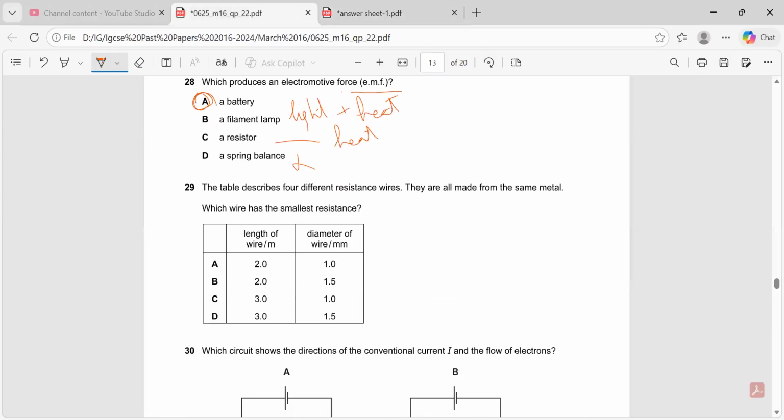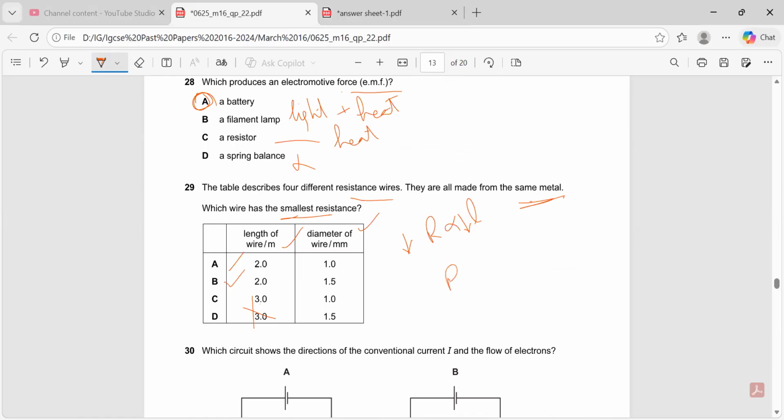Question number 29. Now the table describes four different resistance wires. They are all made from the same metal. So metal is same. Which has the smallest resistance? Here is length and diameter. See, resistance is directly proportional to length. So first of all, smallest resistance, if the length is smaller, resistance will be smaller. So 2, 2, 3, 3. So 3, 3 out. Answer can be A or B.